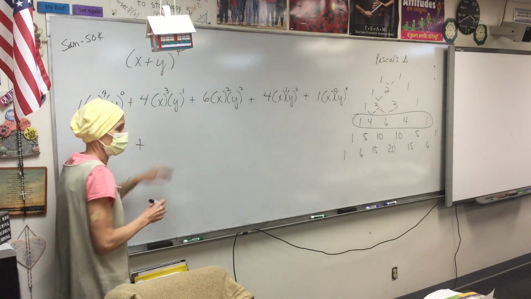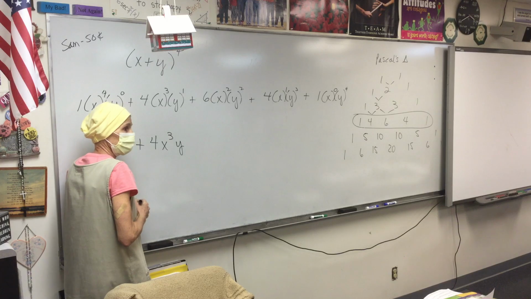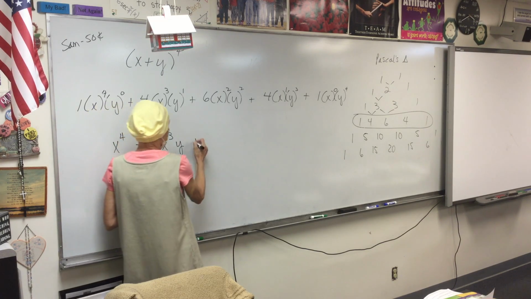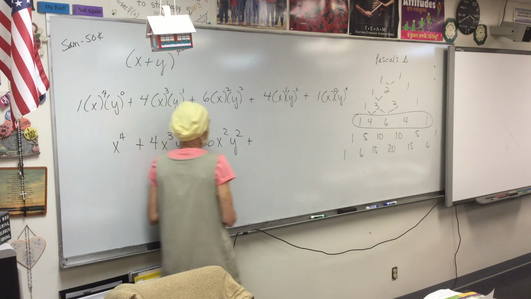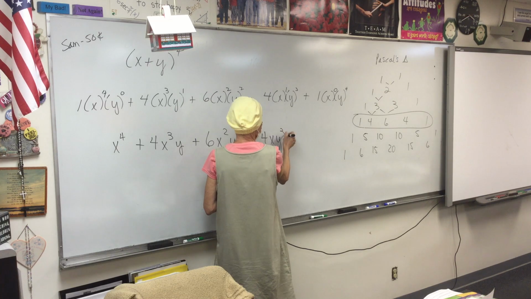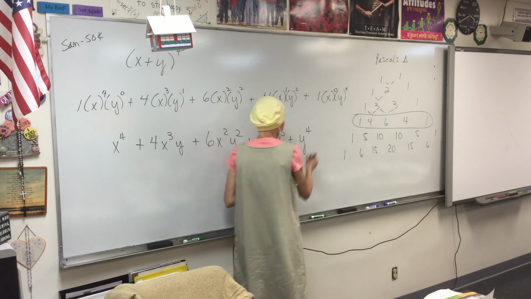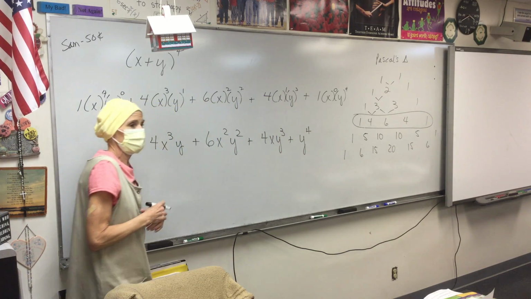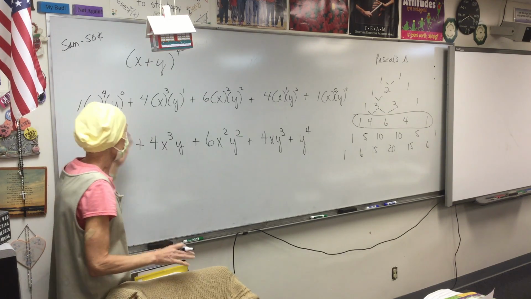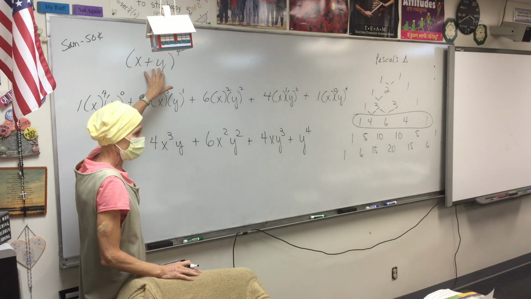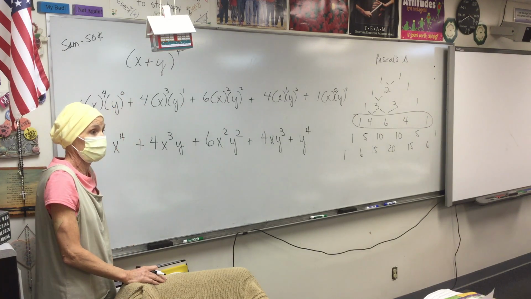And what's my next term? 4x cubed y and 6x squared y squared and 4xy cubed. And what's that last term? Just y to the 4th. Now I know that took a long time to do because that was our first example, but really you're going to get so fast at this. We just FOILed that out 4 times. That's the answer that you would get if you FOILed that out 4 times.